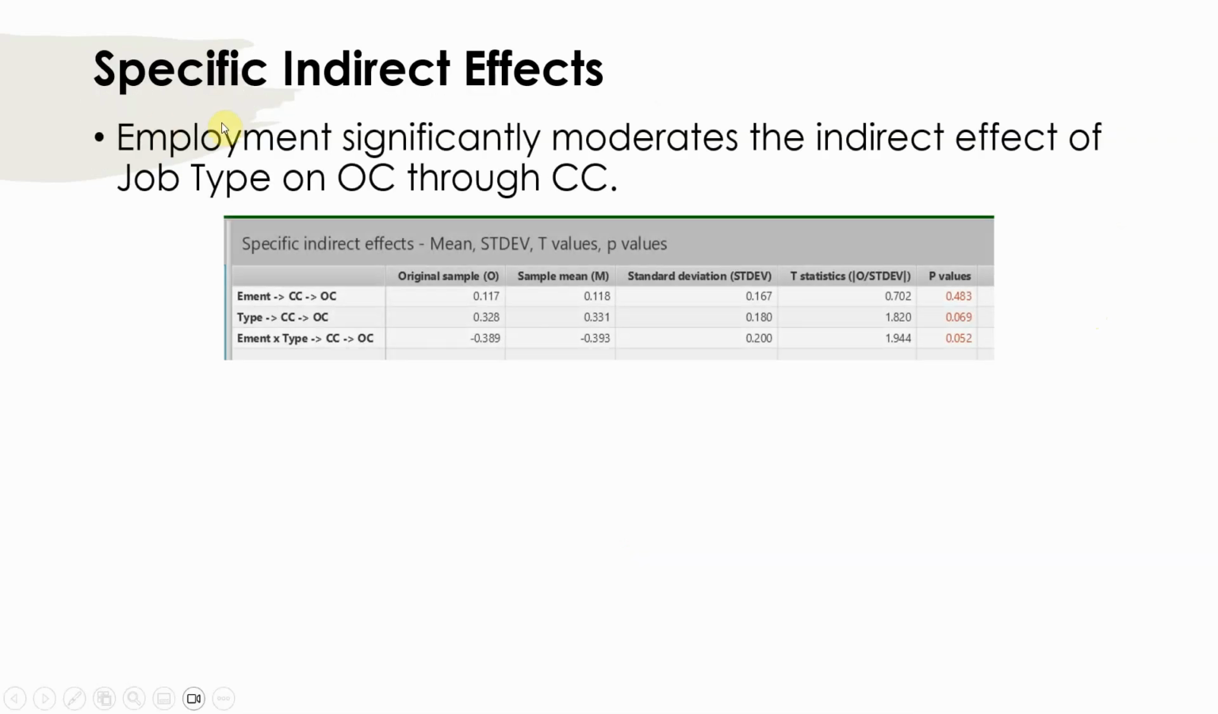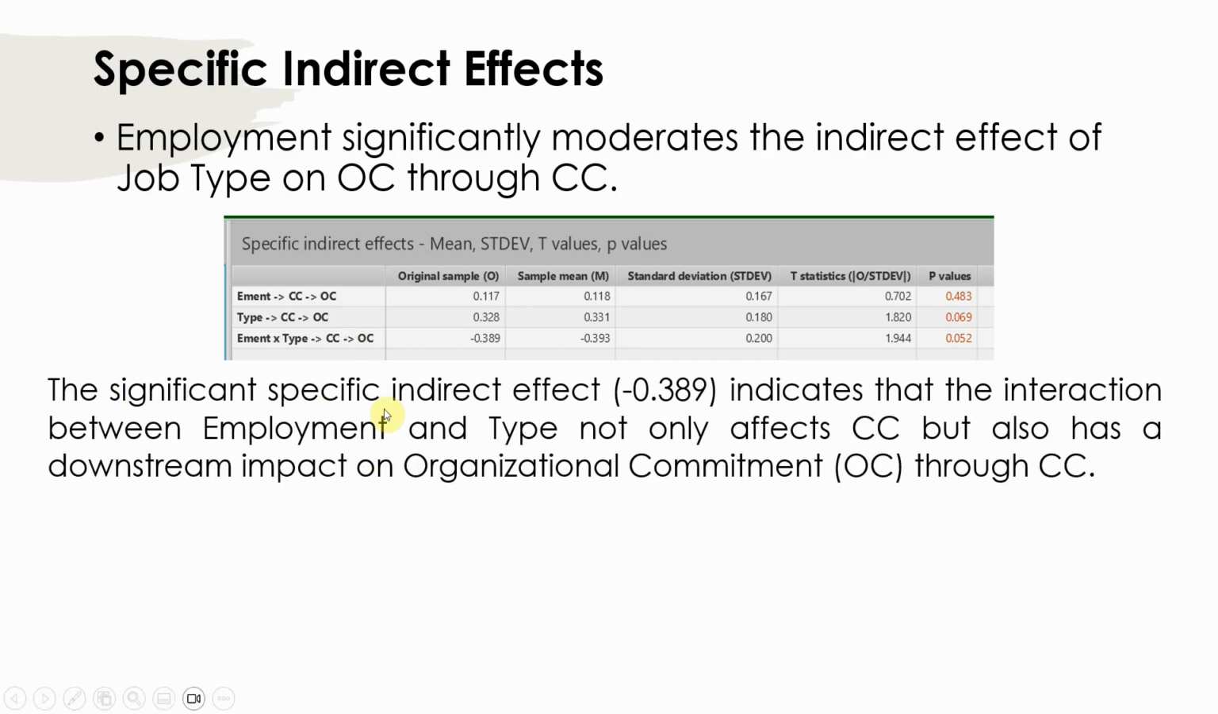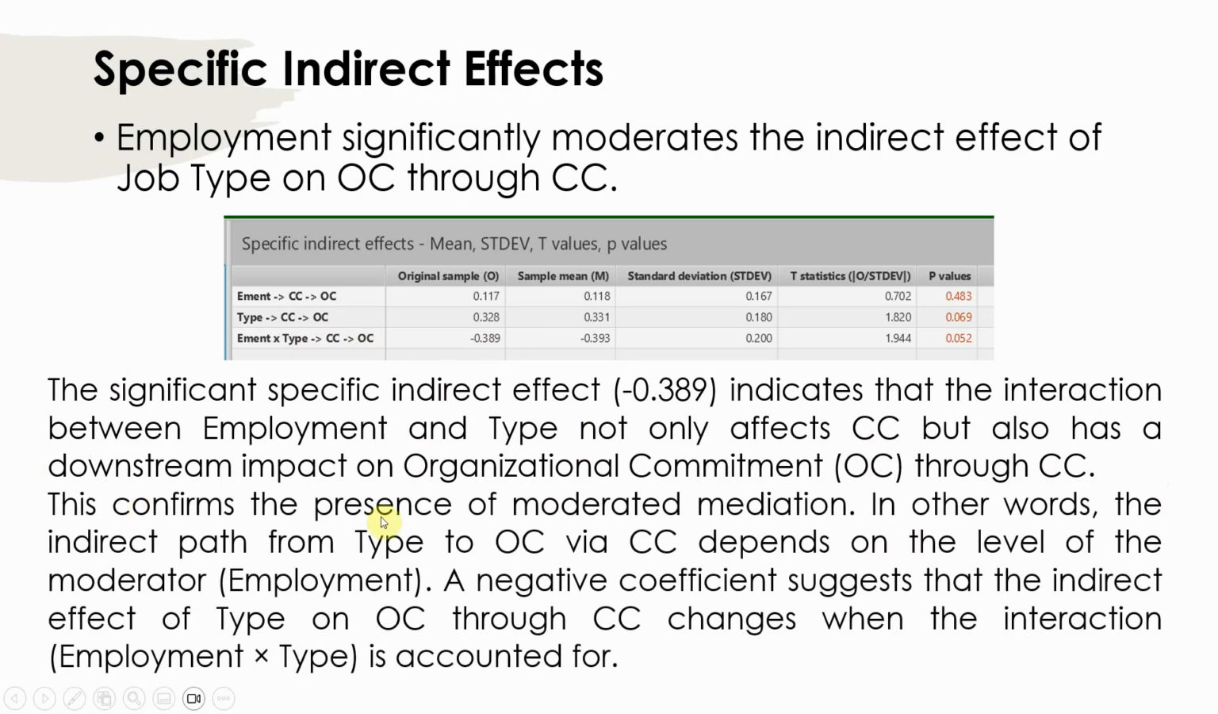Specific indirect effects. Employment significantly moderates the indirect effect of job type on OC through CC. This was the objective of this study, to assess the moderated mediation. The result here, look at this, 0.052, is very slightly over 0.05. So you can say that the impact of type, my independent variable, on OC through CC is moderated by employment. As we change the employment, the indirect effect changes. The significant specific indirect effect, here it is, 0.389, indicates that the interaction between employment and type not only affects CC, but also has a downstream impact on organizational commitment through CC. That is, the relationship is being moderated. This confirms the presence of moderated mediation.